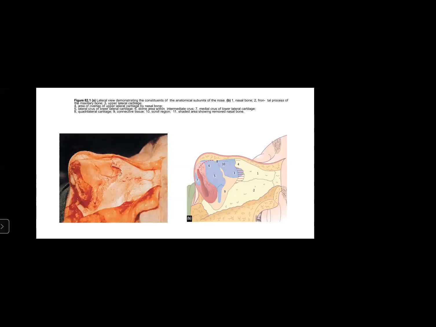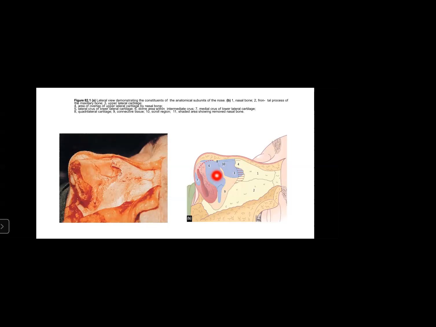Next, I can show the picture. I'll explain the picture. As you could see here, number 1 is the nasal bone. Number 2 is the FPM or APM, the frontal process of the maxilla. Number 3 is the upper lateral cartilage. This is holding the nasal bones. So 1 is the nasal bones and 3 is the upper lateral cartilage. Number 4 is the upper lateral cartilage overlapping with the nasal bones. Number 5 is the lateral crus of the lower lateral cartilage.